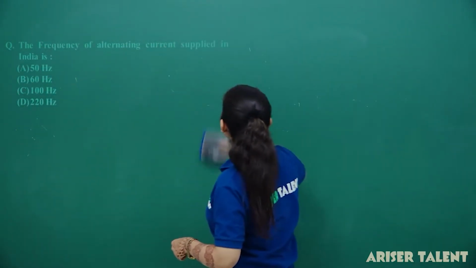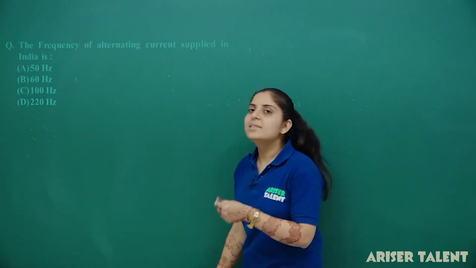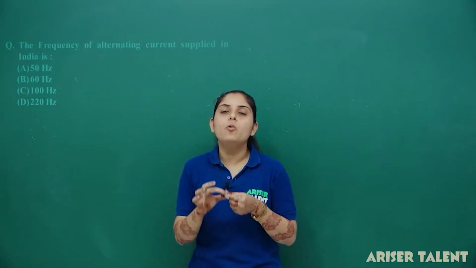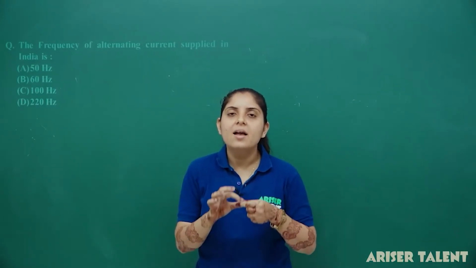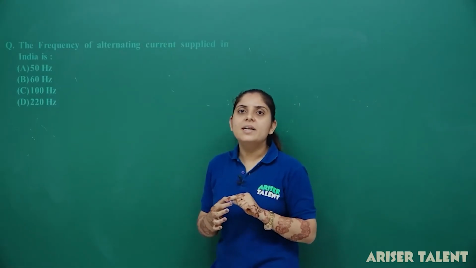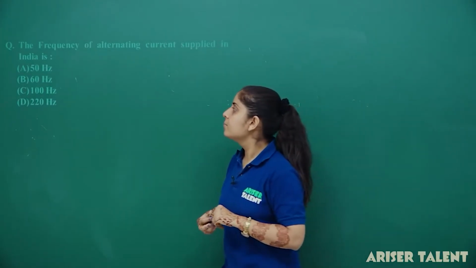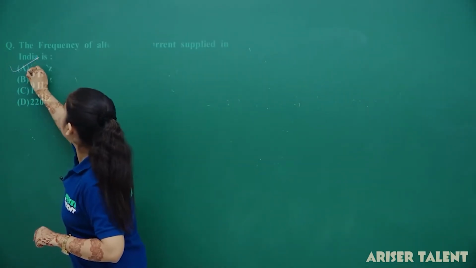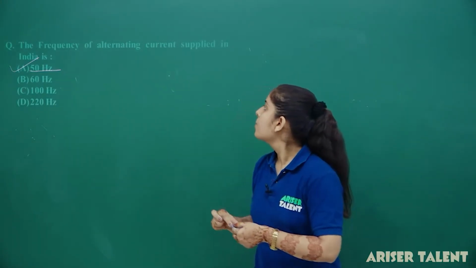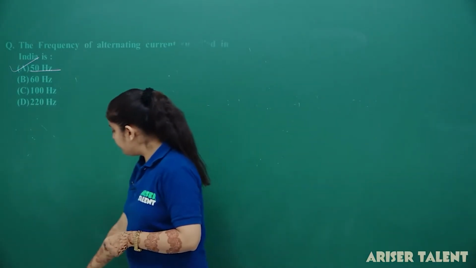The frequency of alternating current supplied in India is. So this is a very simple question. I have told you that in India the electricity is supplied at a frequency of 50 Hz and a potential of 220 volt. So you have to remember this point, that the frequency in India for all AC circuits or all the supply of AC current is 50 Hz, and the voltage or potential will be 220 volt. Let's see the next question here.